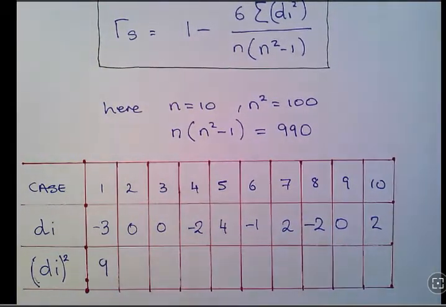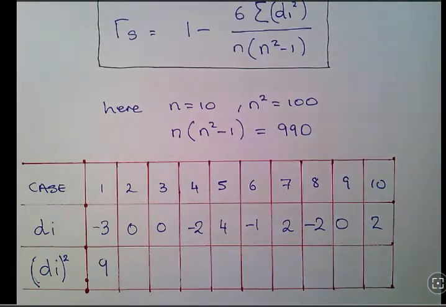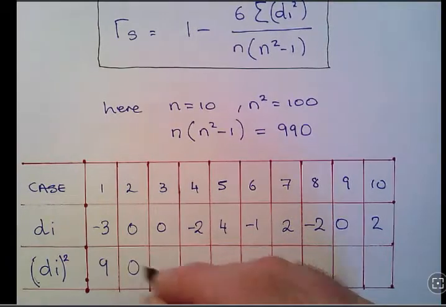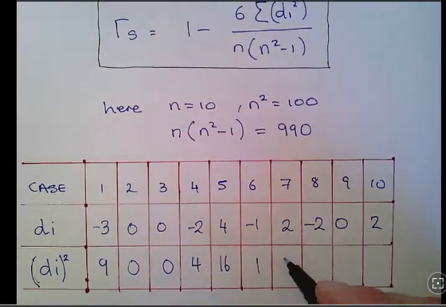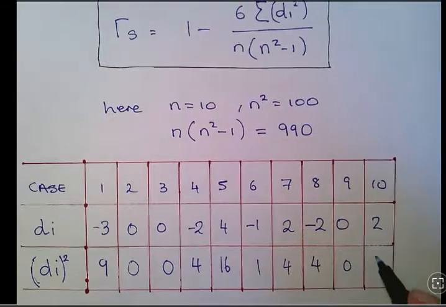Just to remark, as long as you're consistent with the directions, left minus right, or right minus left, or x minus y, or y minus x, it doesn't matter because they get squared after the fact. 0, 0, 4, 16, 1, 4, 4, 0, 4.